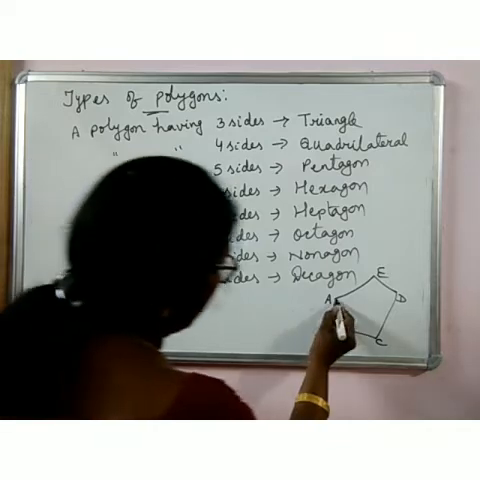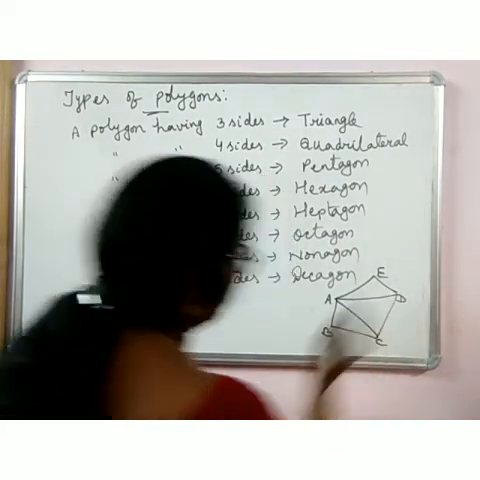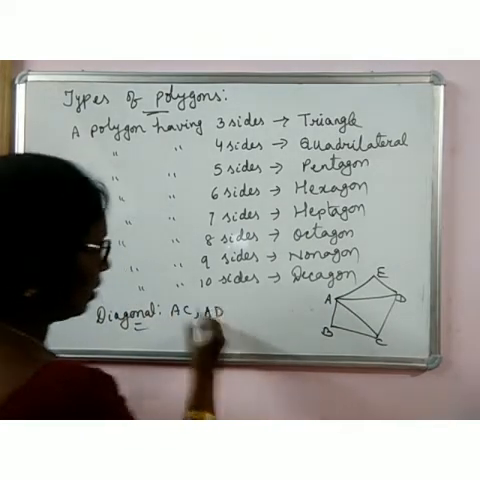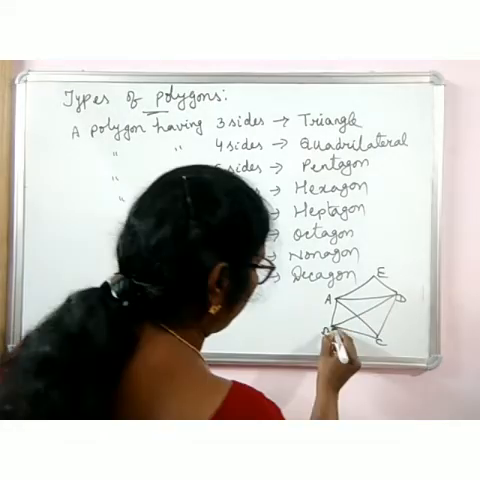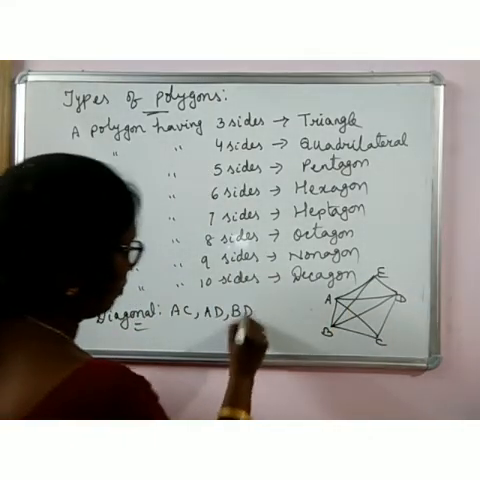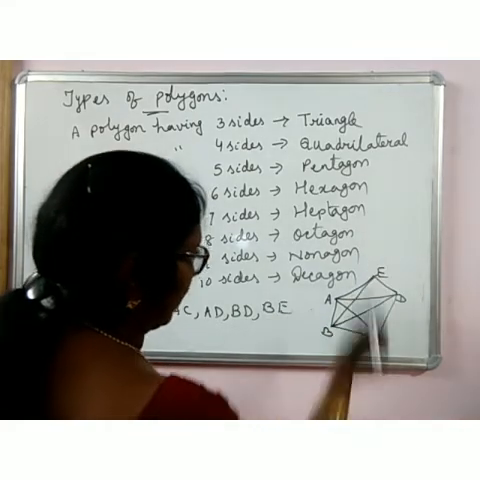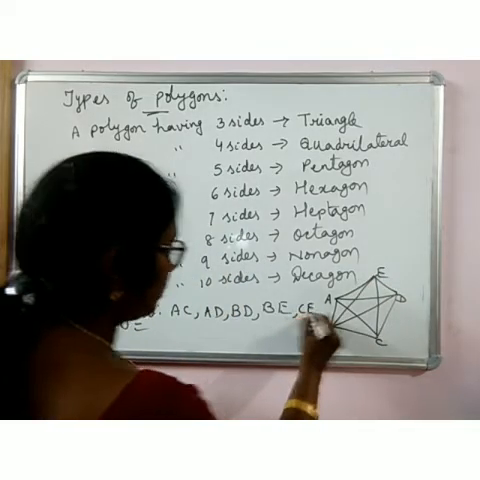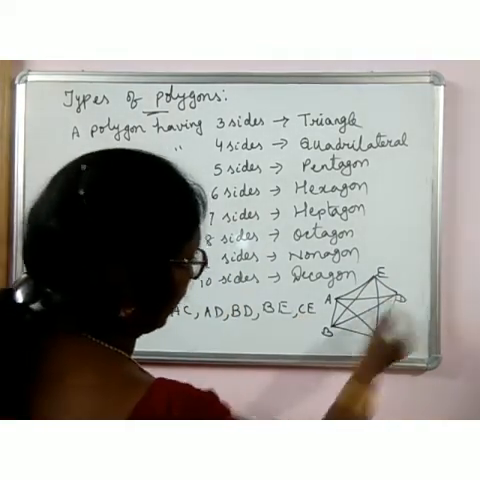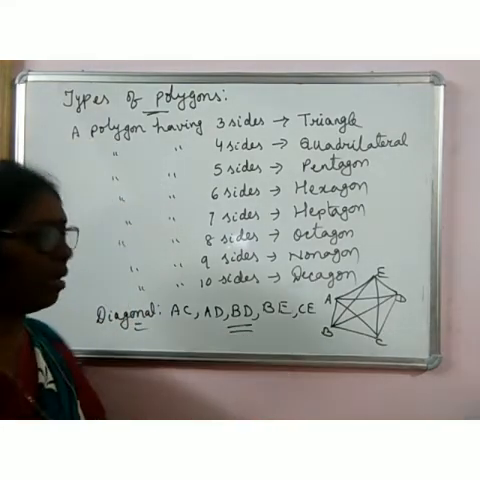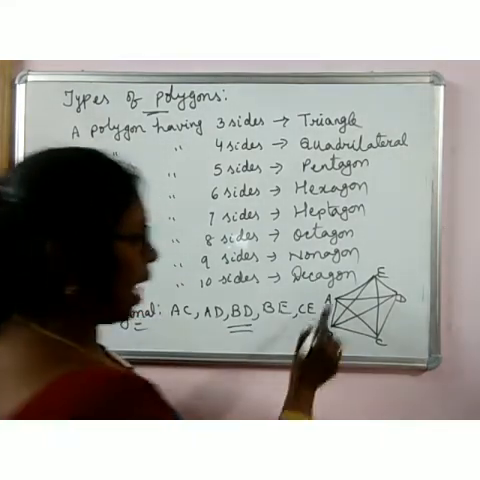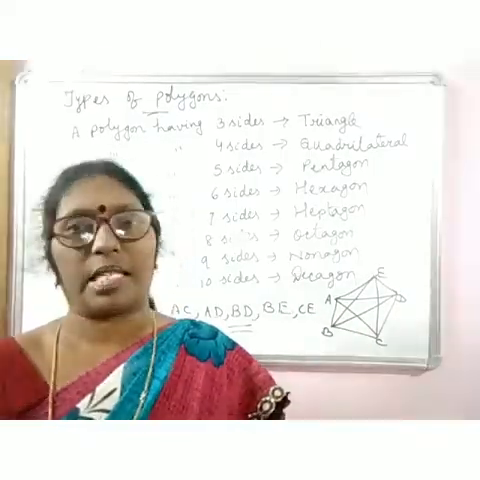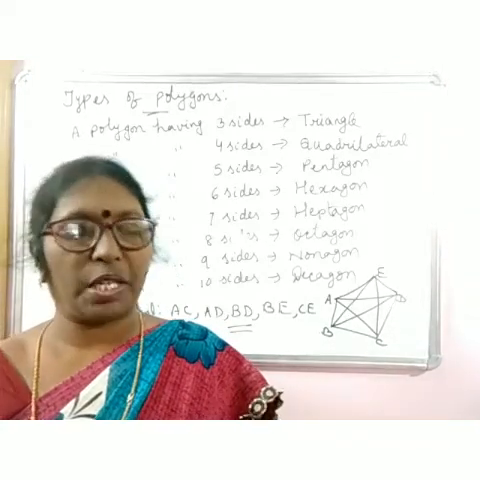What are the diagonals? From vertex A, AC and AD. From vertex B, BD and BE. AC is already written. From C to E, CE. Then from D to A and D to B are already written. These are the diagonals of the polygon. The line segment joining a vertex to its opposite vertex is called a diagonal of the polygon.